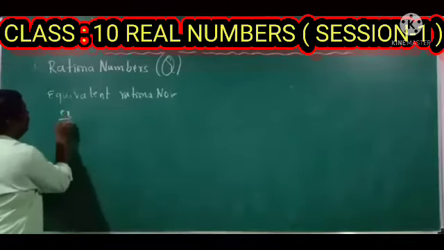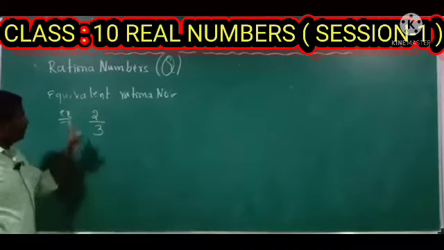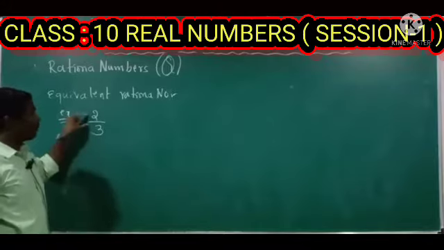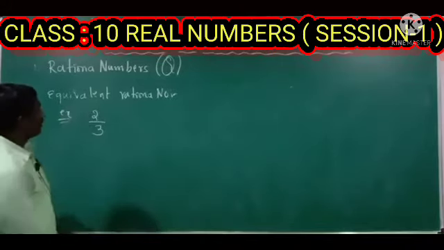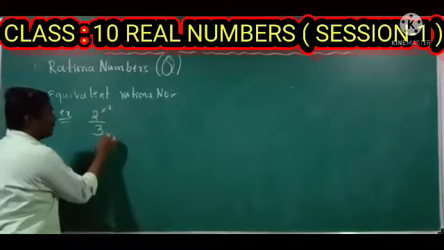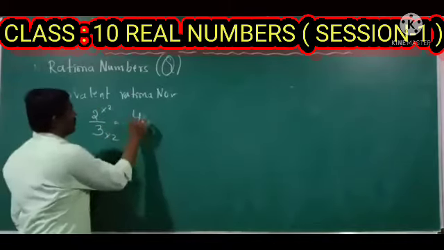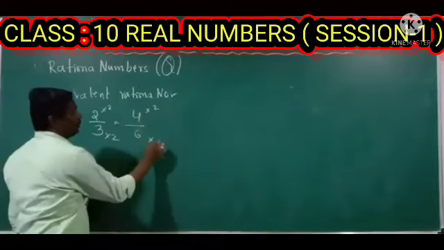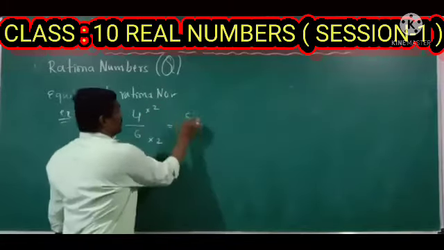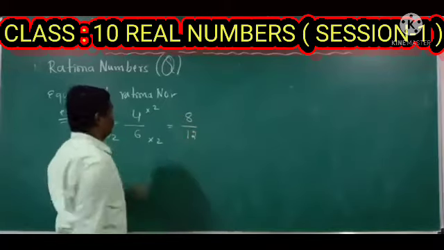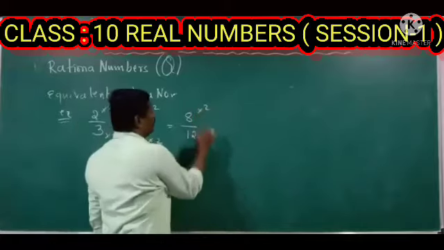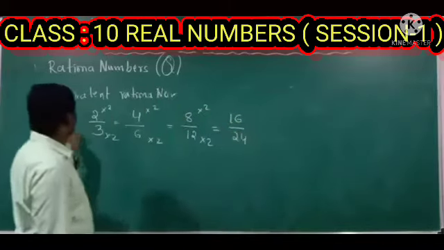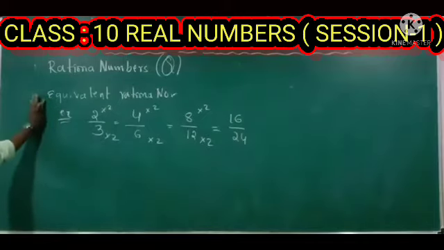For example, 2 by 3 is a rational number because it is in the form of p by q. If I multiply 2 for both numerator and denominator, what will I get? 2 2s are 4 and 3 2s are 6. Again multiply 2 for both numerator and denominator: 8 by 12. 4 2s are 8, 6 2s are 12. Again multiply by 2: 16 by 24. So these types of numbers are called equivalent rational numbers.